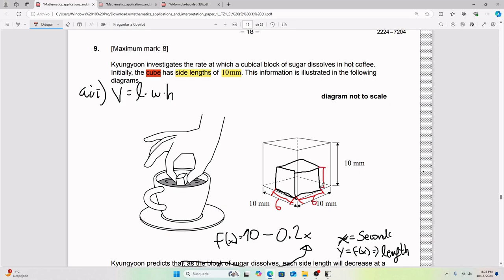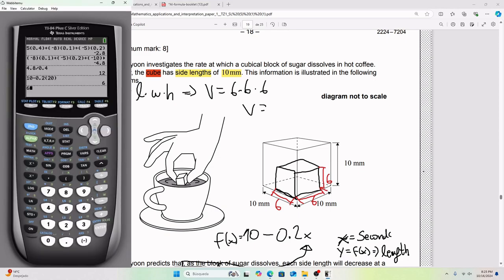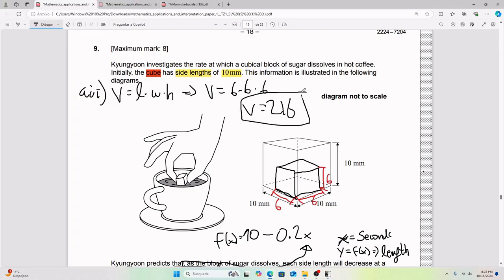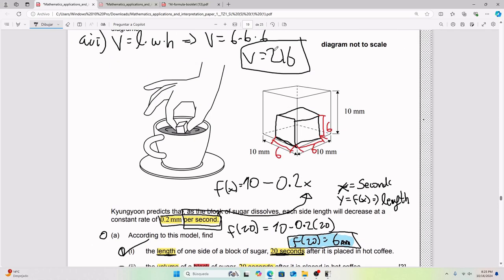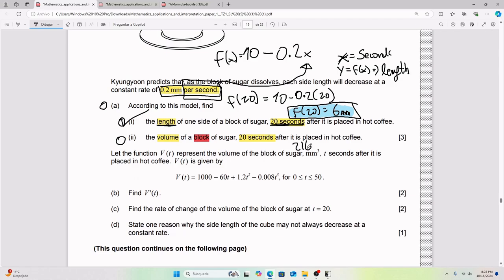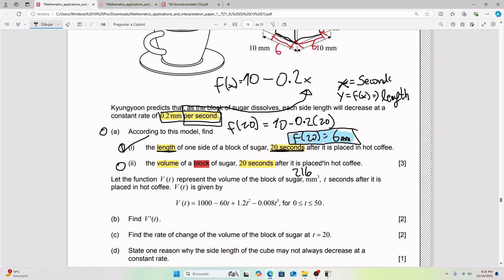So now instead of 10, 10, 10, it's going to be 6, 6, and 6. That means length times width times height in this case is 6 times 6 times 6, and that ends up being 216. So for part A(ii), you do 6 cubed, 6 times 6 times 6, which gives you 216. The units are millimeters, so mm cubed. I'm going to put it in blue so that we remember that that's the answer. And there it is. ¿Vale? So that would be for part A(ii).